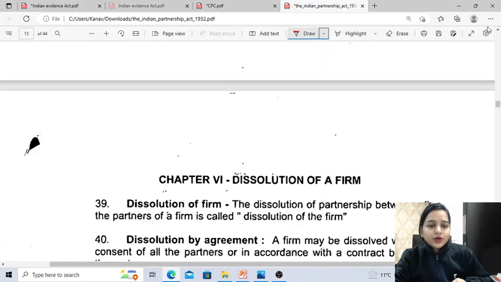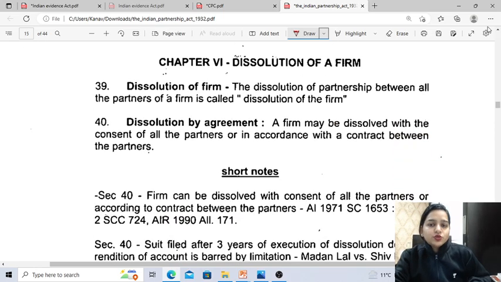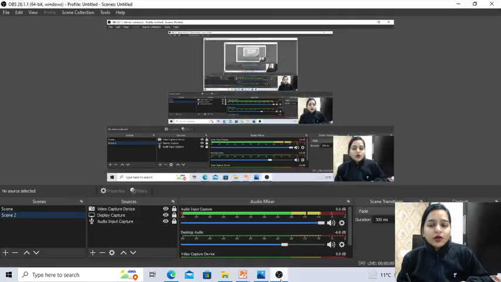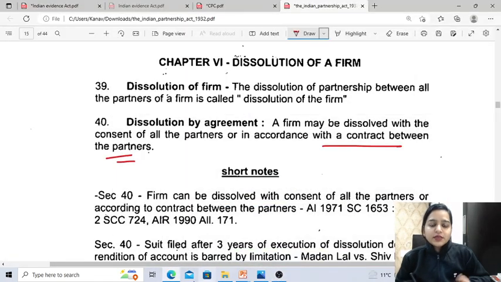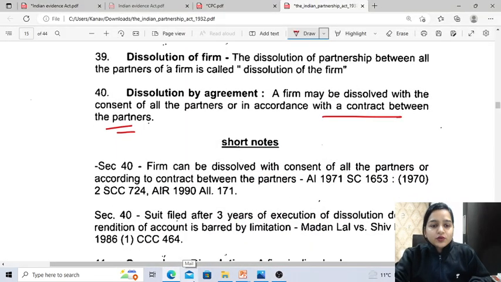Now the most important sections are next, that is regarding dissolution of firm. So the dissolution of partnership between all the partners of the firm is called the dissolution of the firm. So a firm may be dissolved with the consent of all the partners or in accordance with the contract between the partners, या फिर in accordance with the contract between the partners a firm can be dissolved.